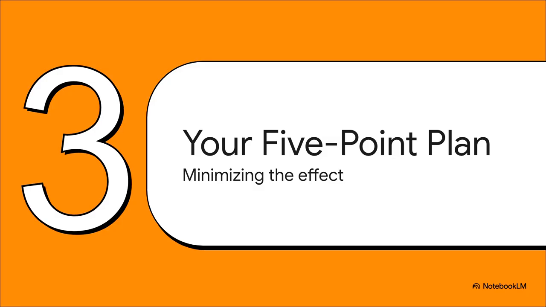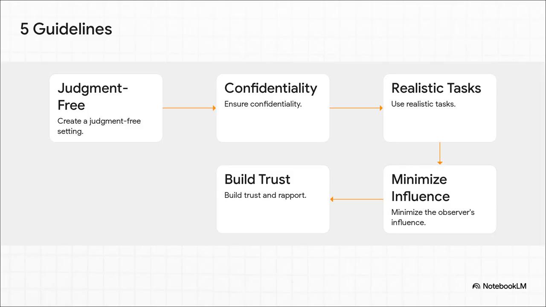So what do we do about it? Well, the good news is we're not helpless. We can't ever get rid of it 100%, but we can absolutely fight back and minimize it. So let's walk through a solid 5-point plan with steps you can start using right away. Here's our game plan. We're going to start by creating the right environment. Then we'll cover privacy and how to design better tasks. After that, we'll look at how we can behave differently as observers. And it all leads to the most important piece of the puzzle, building trust.